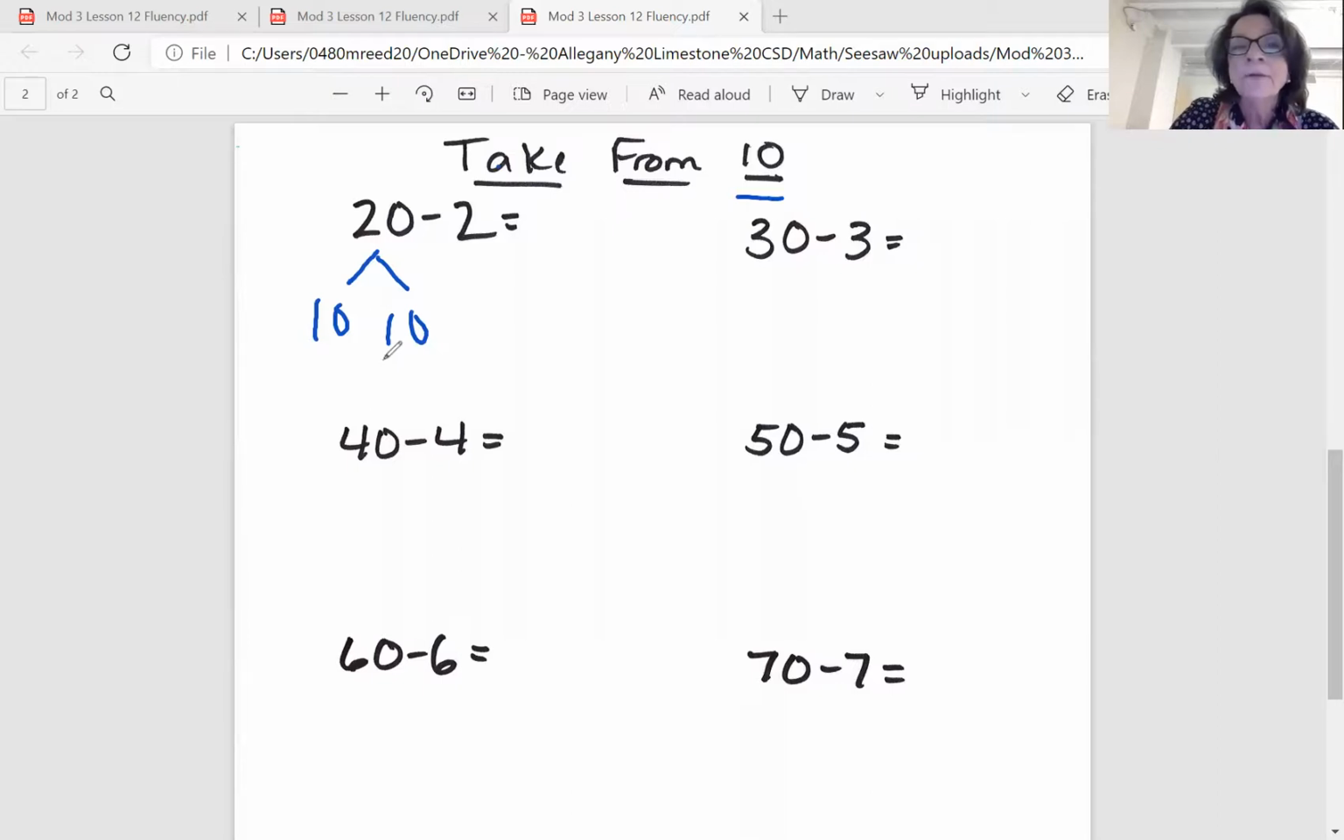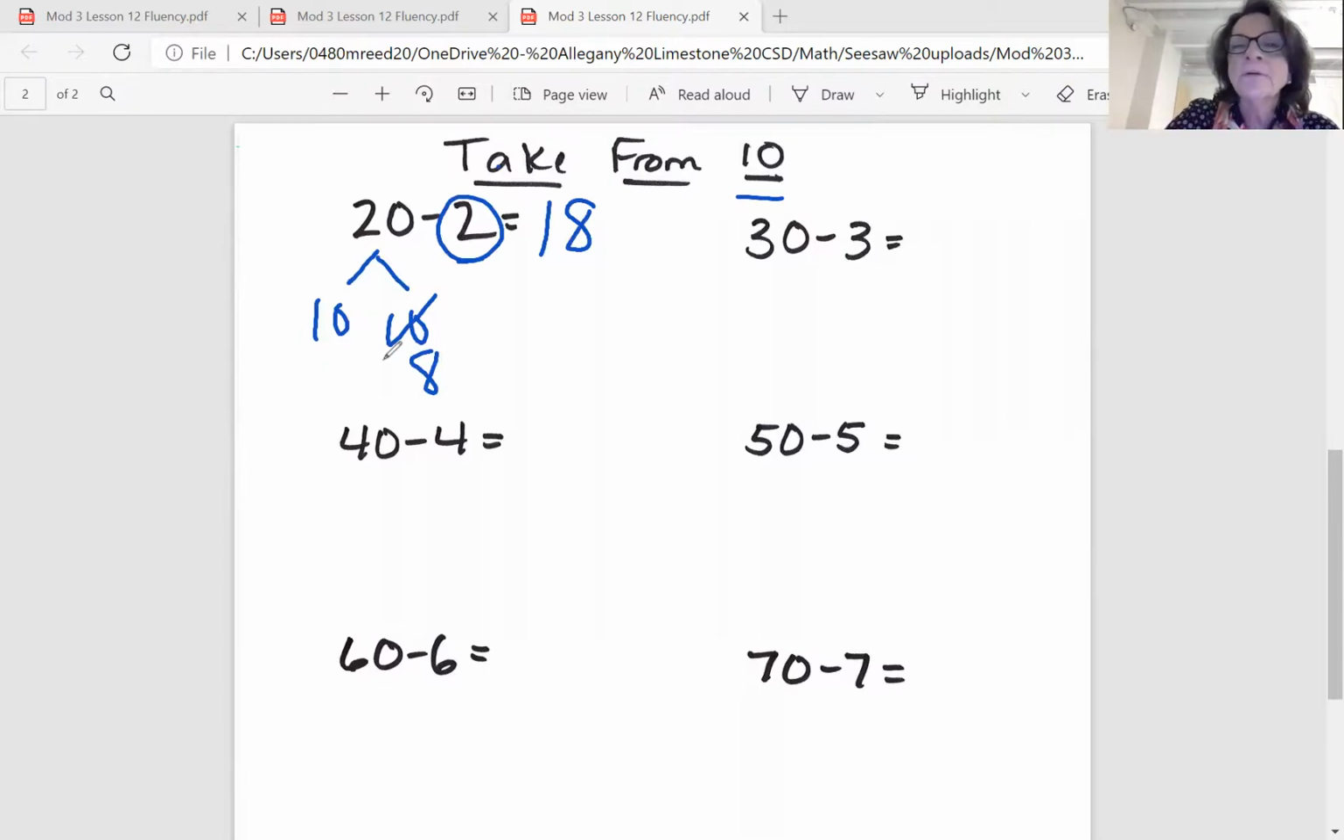And what do I want to take from 10? I want to take this 2 from 10. So if I take 2 from 10, I'm left with 8. Now, instead of 10 and 10 in my number bond, I've got 10 and 8. So my answer for 20 minus 2 is 18. Okay, that makes sense. All right, let's try it again.